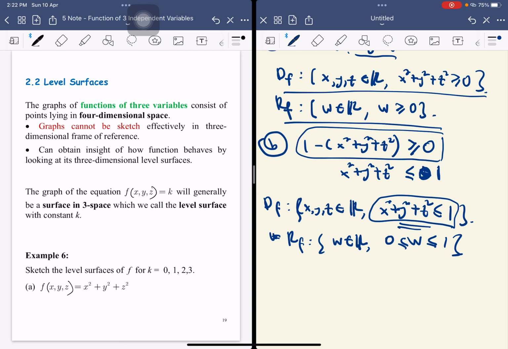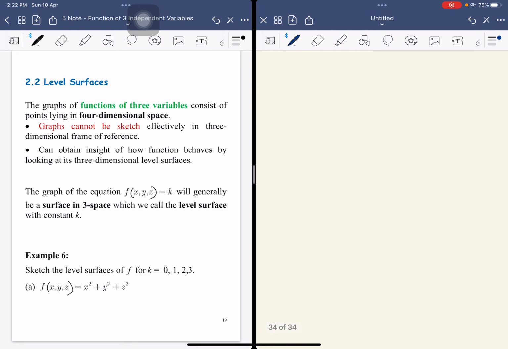But when we talk about 4D space, it's no longer as simple as what we get for a 3D surface. The idea of a level surface means that for any values of W, we can have a level surface. So the graph of the equation will generally be a surface in 3-space, which we call the level surface with constant K.